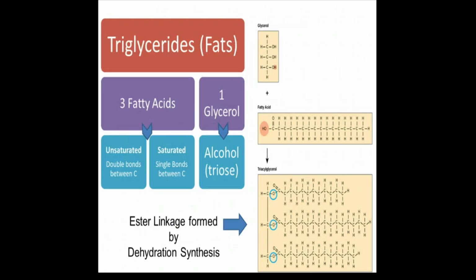Starting with the triglycerides, they are made up of 3 fatty acid chains and 1 glycerol molecule. This is a sugar, it is a triose, and otherwise known as an alcohol because of the hydroxyl groups on the structure. Each fatty acid is going to be attached through dehydration synthesis to form what we call ester linkages. Ester linkages are circled in blue. Water was removed, a hydroxyl group from the fatty acid, a hydrogen from the glycerol.